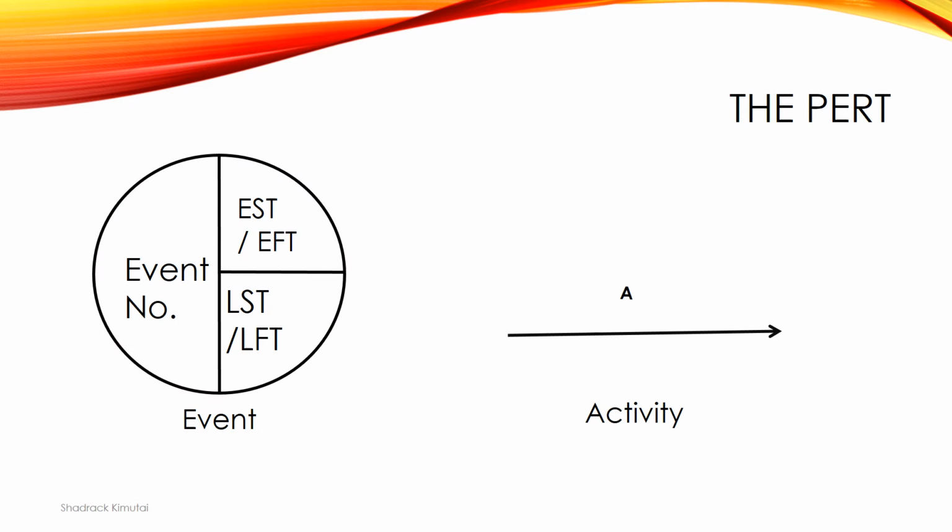Just to remind you, there are two types of symbols that we use in a network. We have what we call an event. An event will have an event number, the earliest start time or the earliest finish time on the top right quadrant, and the latest start time or the latest finish time in the bottom right quadrant. On the other side, we have an activity. An activity is always an arrow. It can be either a dashed or a solid arrow. Activities always point toward the right because that is the flow of time. Time flows towards the future.